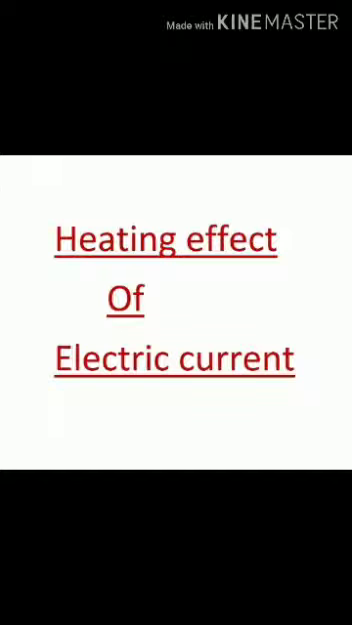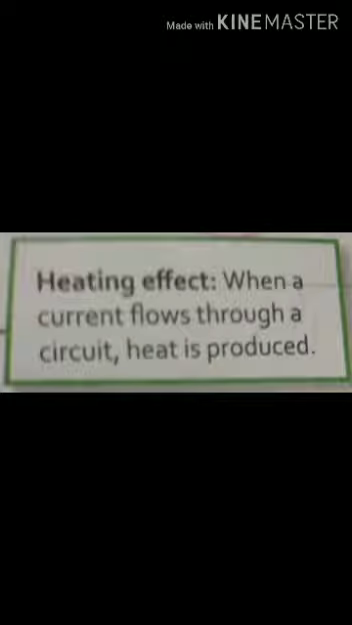Next are the effects of electric current. As we know, when an electric current flows through a circuit, it produces two types of effects. First is the heating effect of electric current and second is the magnetic effect of electric current. Next we will discuss the heating effect of electric current. When a current flows through a circuit, heat is produced. This effect is known as the heating effect of electric current. Many electrical appliances work as a result of this effect.